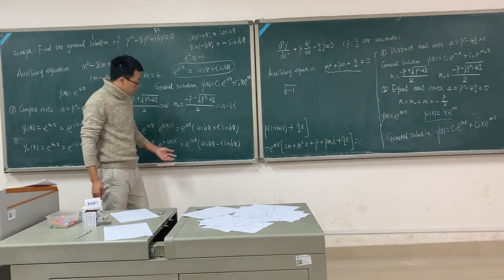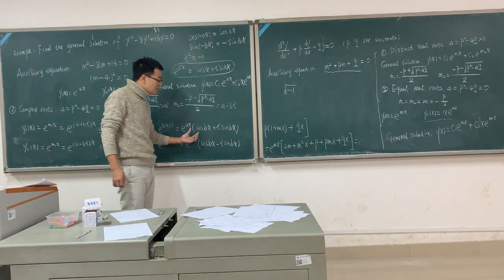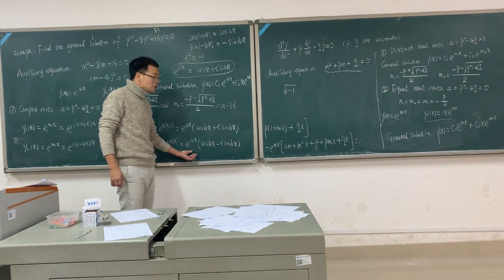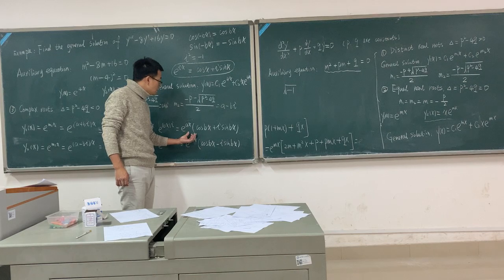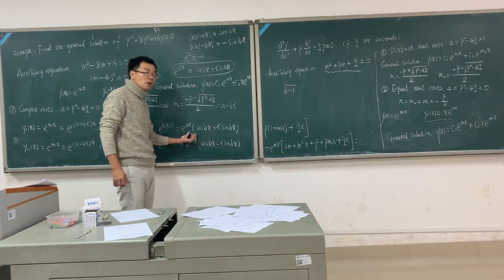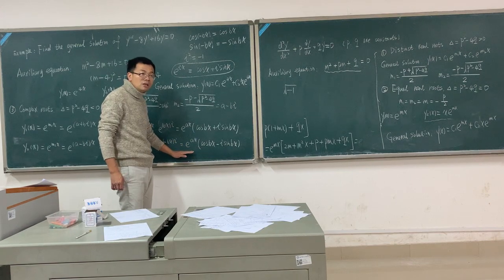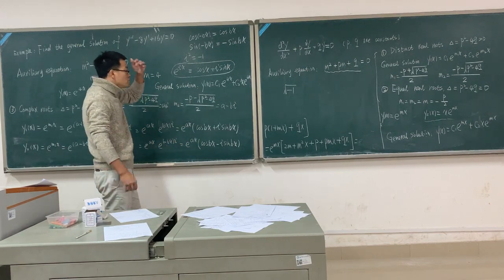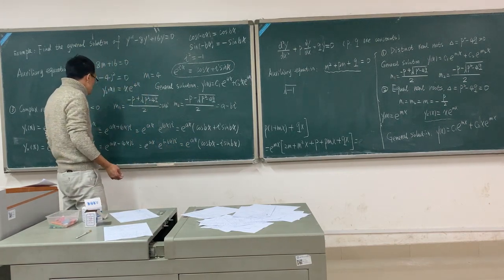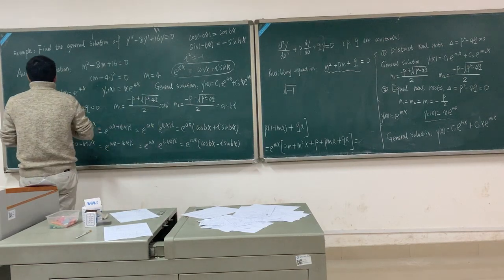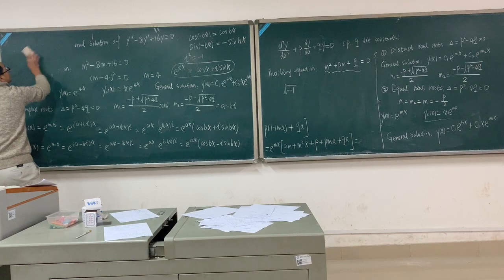And it's easy to see here, this solution does not equal a constant times this solution, and this solution also does not equal a constant times the first solution. So these two solutions are linearly independent. So linearly independent here means the general solution actually is what?